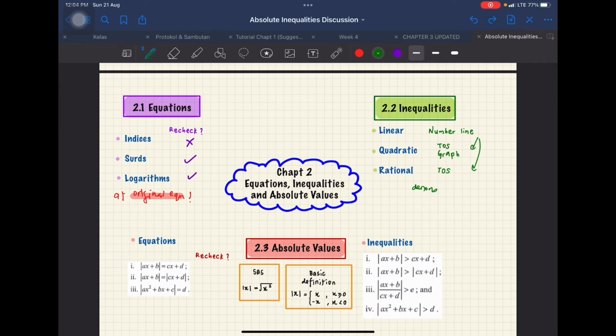Denominator cannot be equal to 0. Okay, so that's it for inequalities.